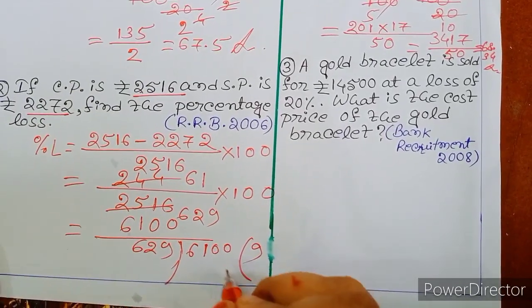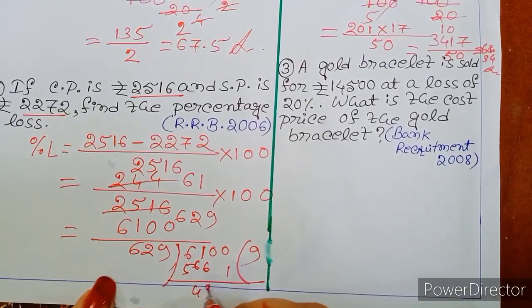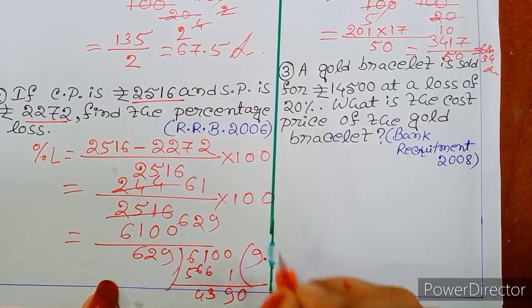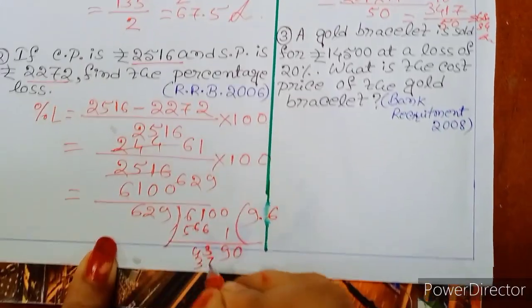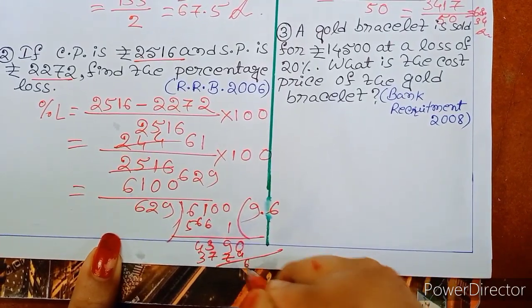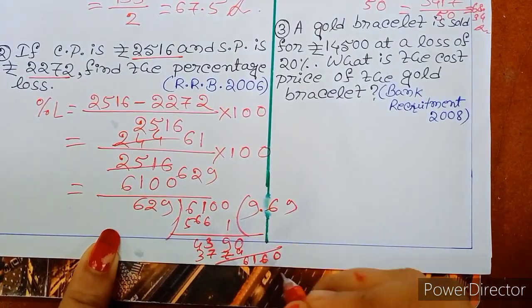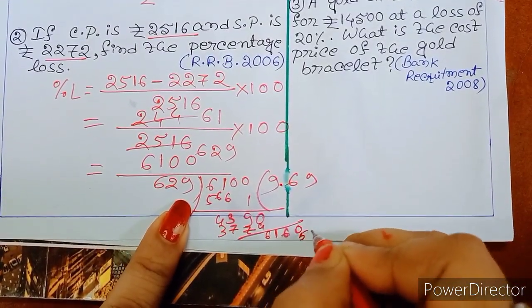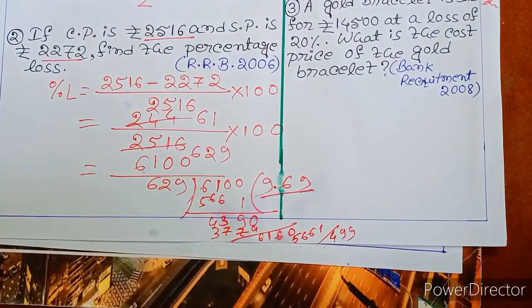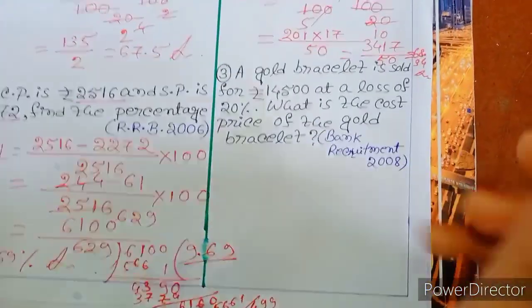So mean equal to 0.0, equal to 4.0. So the answer is 9.69%. 9.69% is the answer. Next question.